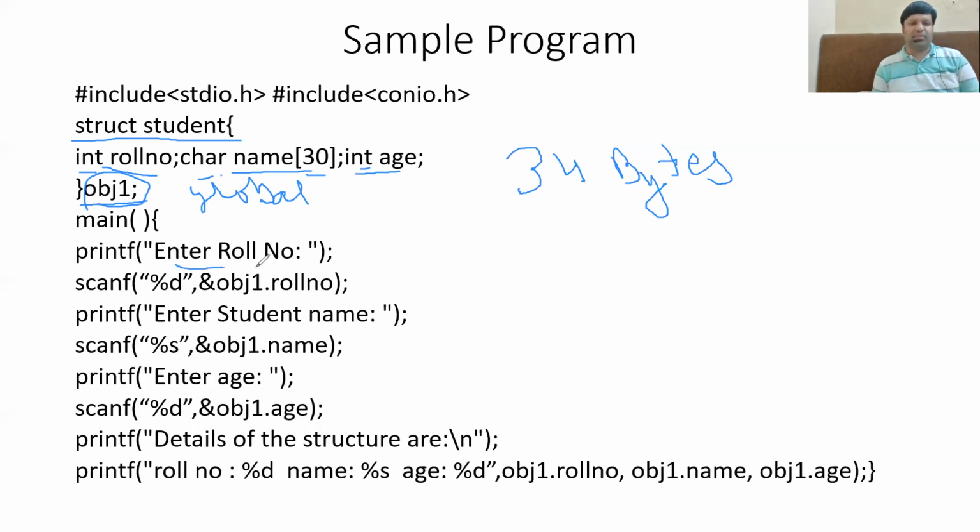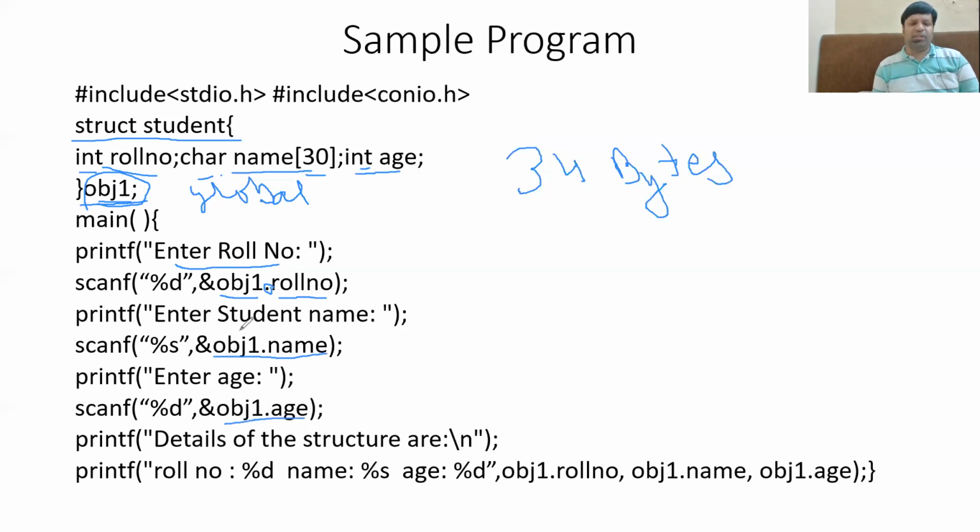So a message is displayed, please enter the value of the roll number, and now we need to access the data element or the data member roll number. Now roll number belongs to which object? Obj1. So the first thing that you need to do is mention the name of the object, then write the membership operator, and then the name of the element that you want to access. Similarly, you can access the element name and element age.